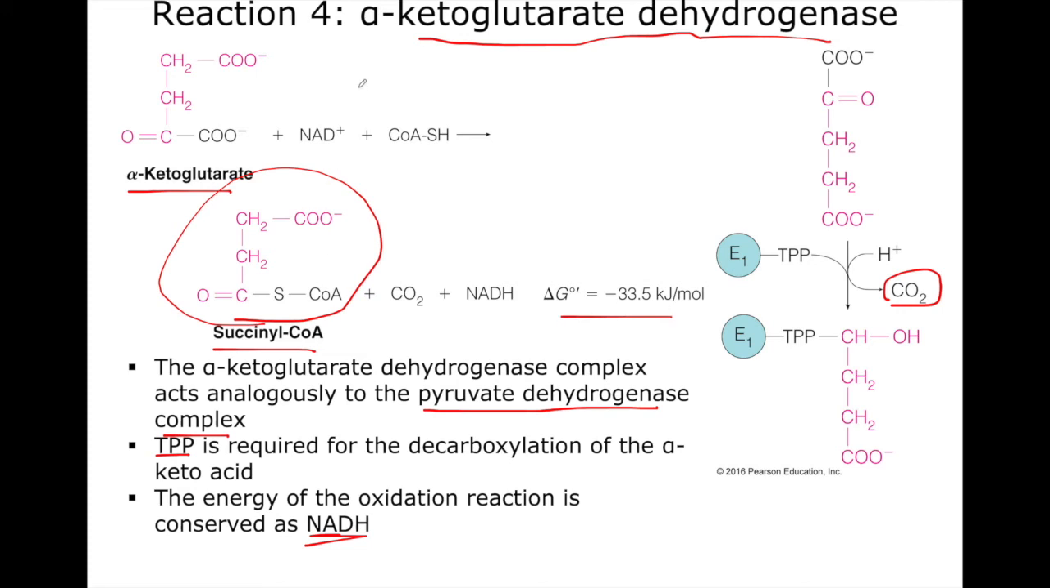So a couple of important things about this reaction. Again, we're going to produce more of our reduced electron carrier NADH. We're going from 5 carbons to 4 carbons, so we have a decarboxylation. Hence, we have a dehydrogenase because this is a redox reaction as well. And it's very exergonic. So we're producing a succinyl-CoA, which is also a very high energy compound, just as acetyl-CoA is.